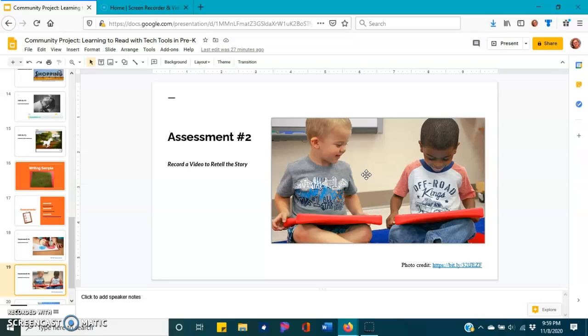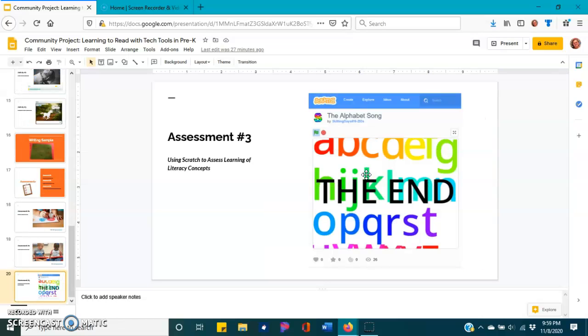The teacher and aide will then upload the videos for the teacher to post on the classroom's website to show their parents. And assessment number 3 is using Scratch to assess learning of literacy concepts. For this, the teacher will simply have the student end their Scratch quiz. After they end their Scratch quiz, they will just stay on that screen so that the teacher can take a screenshot for them.